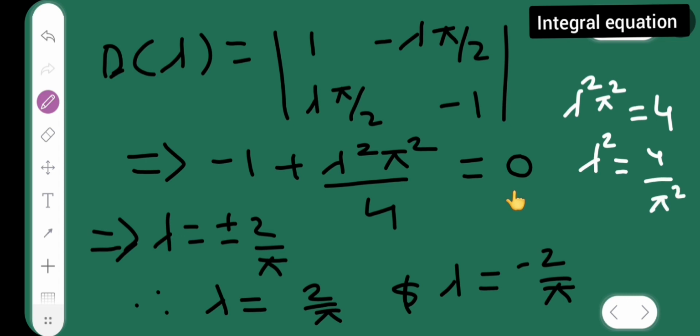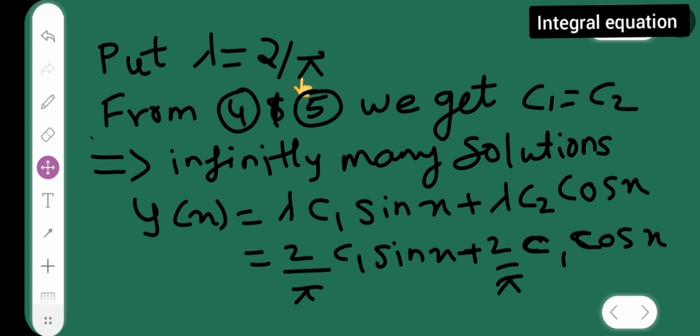So if you apply root for that, lambda is equal to root of 4 upon pi the whole square, root of this. What I'm going to get is lambda is equal to 2 by pi, right? What is the root of 4? 2, and this square will go. So I will get 2 by pi. Therefore lambda is equal to 2 by pi positive, and lambda is equal to minus 2 by pi.